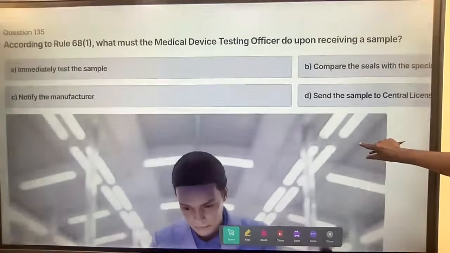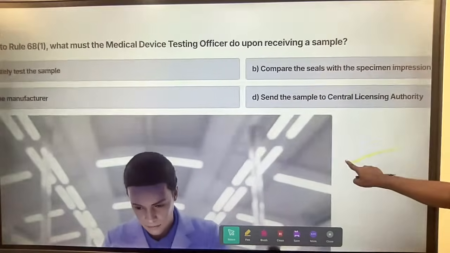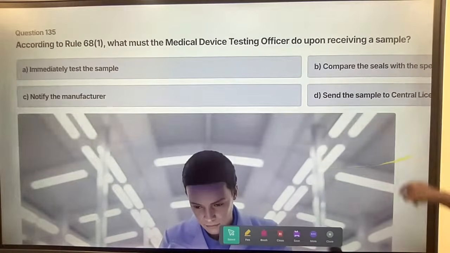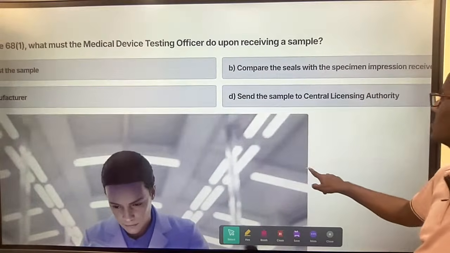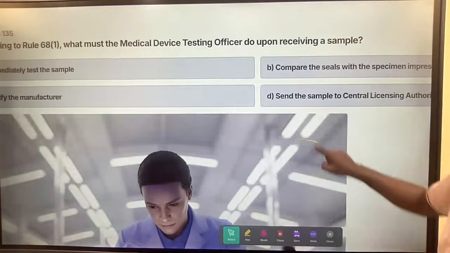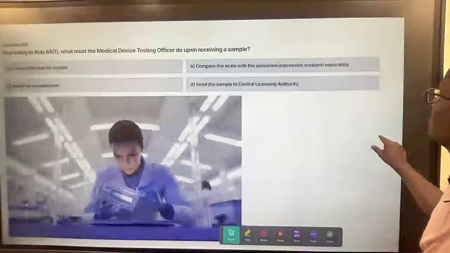So according to Rule 68, Sub-Rule 1, what must a medical device testing officer do upon receiving a sample? What we need to do? Immediately test the sample, compare the seals with a specimen impression received in the packet, and notify the manufacturer, or send the sample to the licensing authority. So C and D are removed, and then A and B. So what is the answer? Yeah, correct. Okay, B is the right answer.